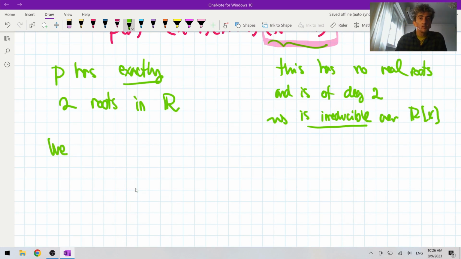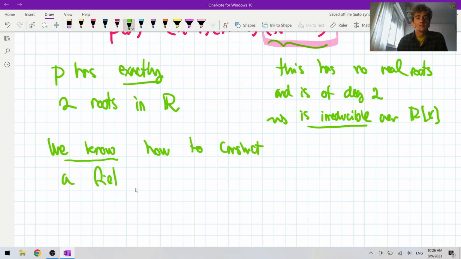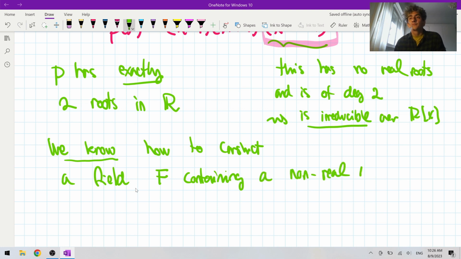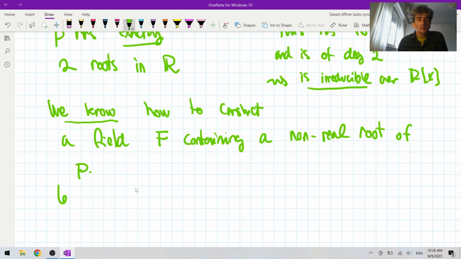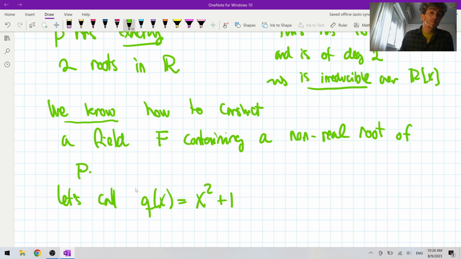We know how to construct a field F containing a non-real root of p. Let's remember how to do that. Okay, let's call q of x this irreducible factor that appears in the factorization of p.